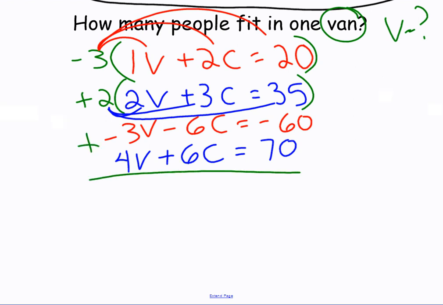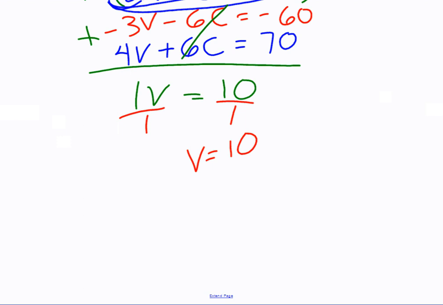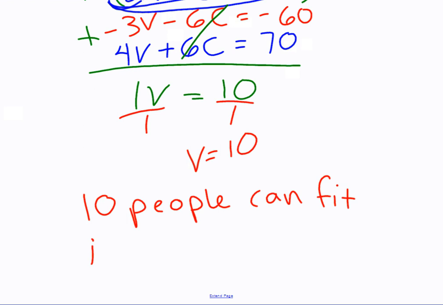I combine the equations together. My c's cancel, which is what I wanted. -3b plus 4b is 1b equals -60 plus 70 is 10. I don't really have to do this next part, but I'll show you. Divide by 1. We know b equals 10. To write that as a final answer, 10 people can fit in one van. And there you have it, is our system of equations to model the situation and our answer when we solved.